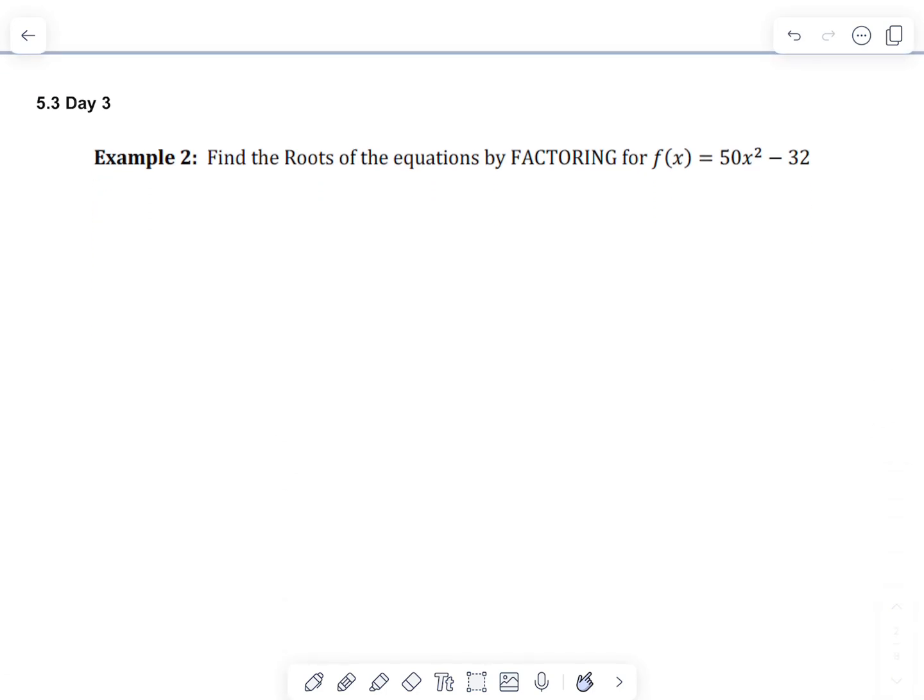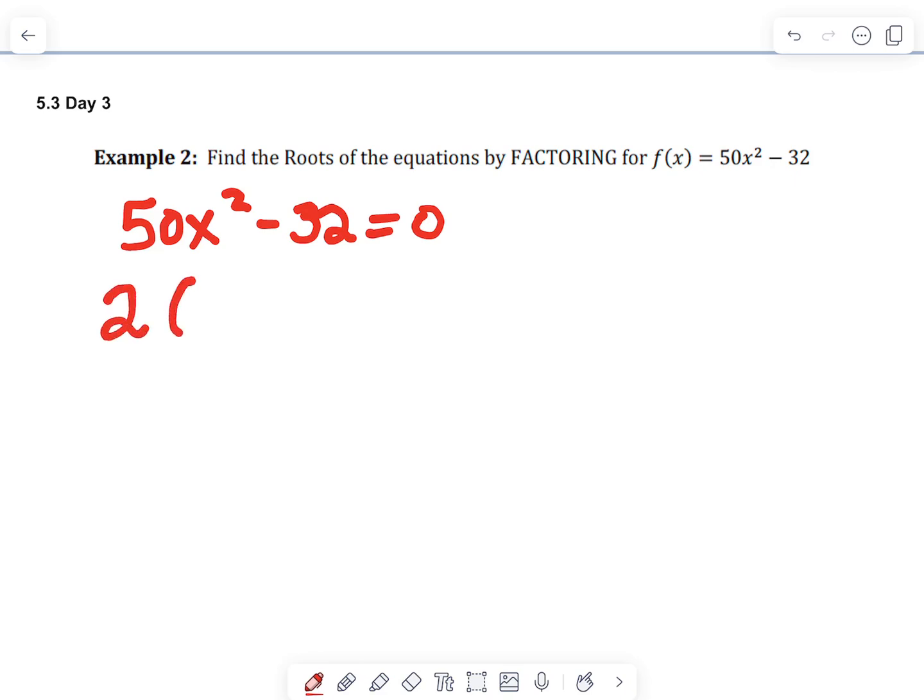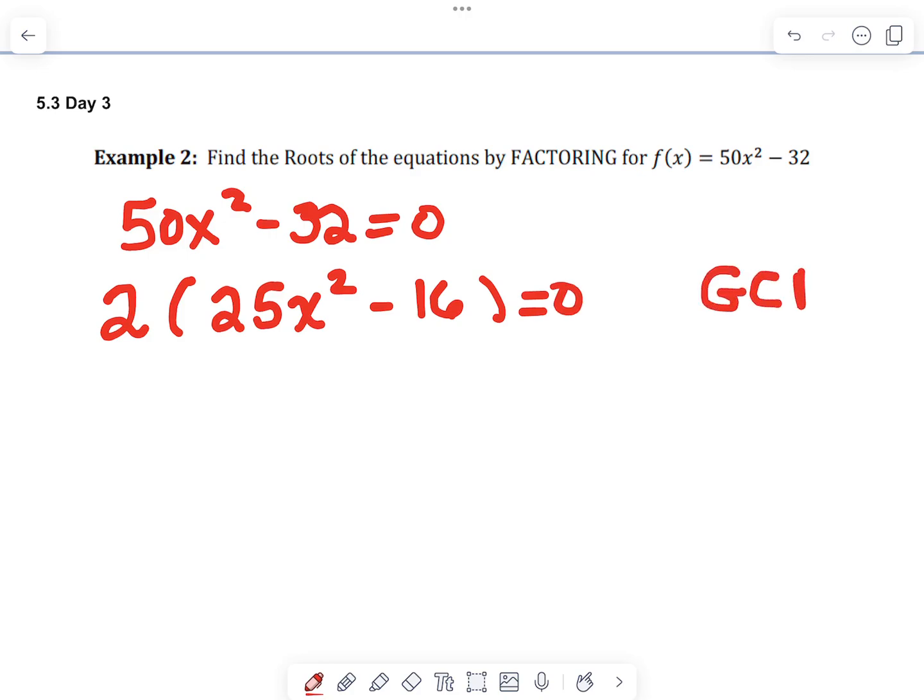Example 2, again, solve by factoring. So we're going to set the function equal to 0. This equation has a greatest common factor of 2. So we go ahead and factor out the 2, and we're left with 25x squared minus 16. Again, this is factoring by GCF. Then we can go ahead and factor the parentheses by the difference of two squares.